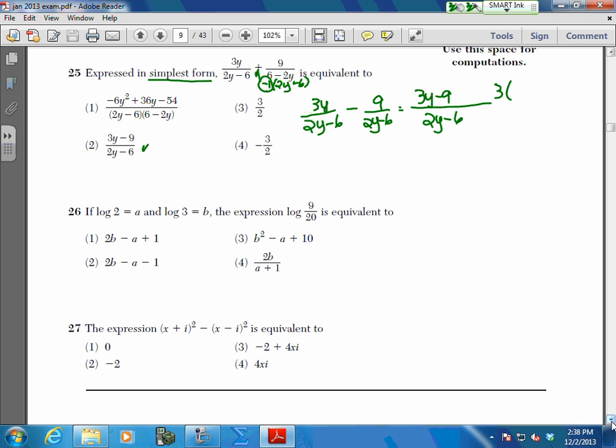Factor out a 3 in the numerator, factor out a 2 in the denominator, and then take out your common factor. In simplest factored form, this is the answer. Don't fall into that trap just because you see it there.